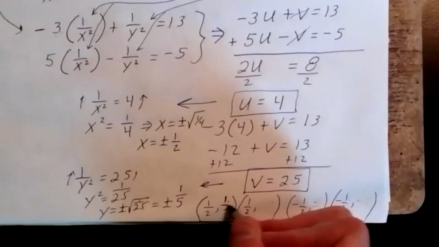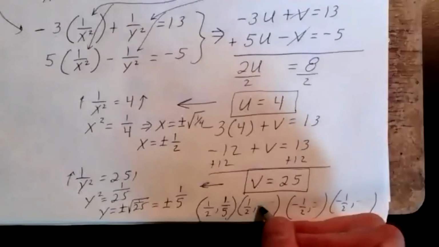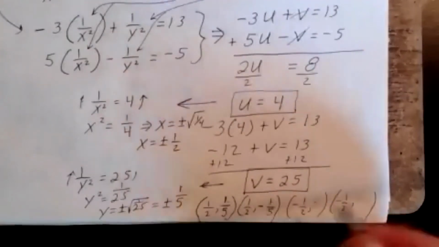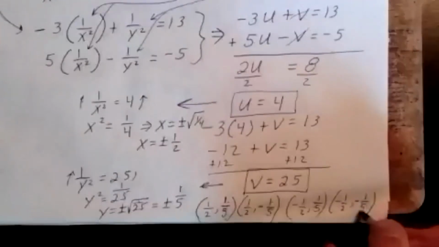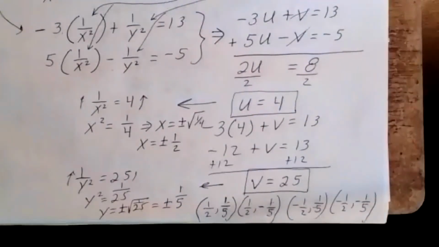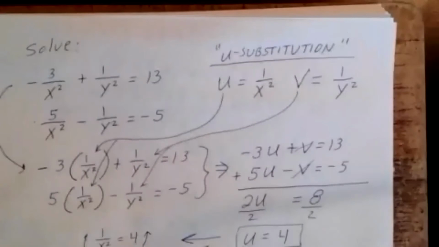This should be 1/5 or negative 1/5. You are correct. Yeah, those would be your 4 solutions. Sorry about that. All right, that makes sense there.